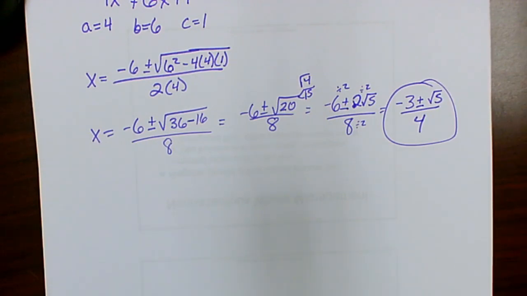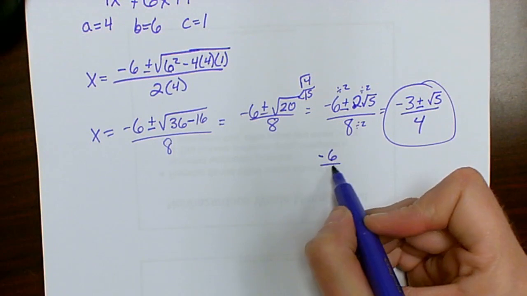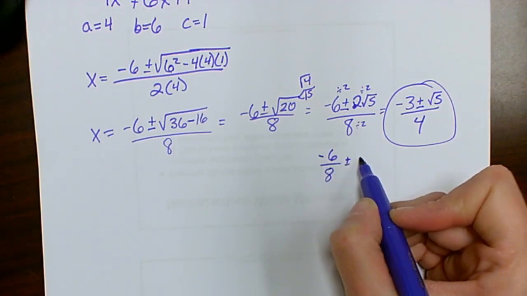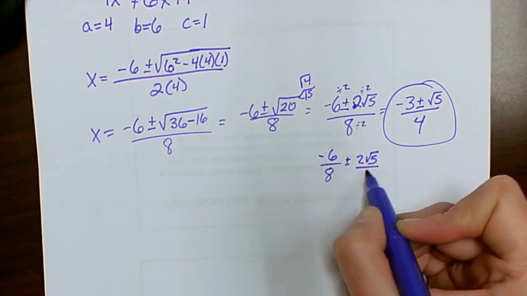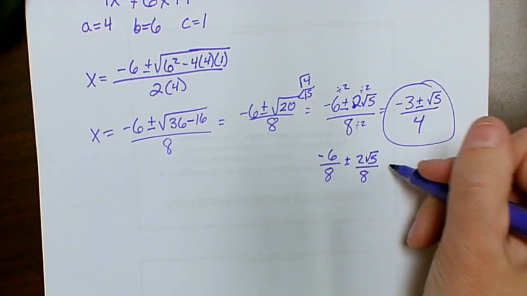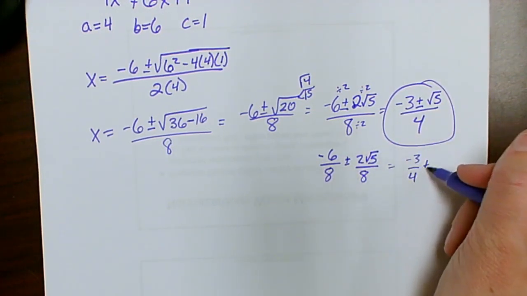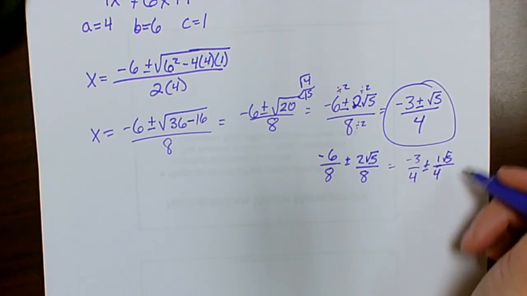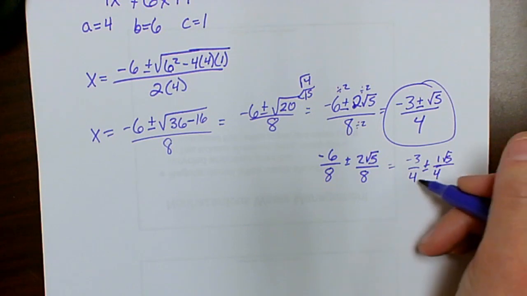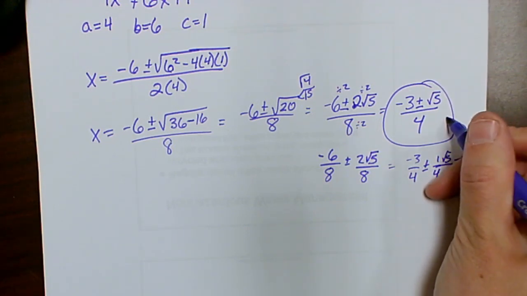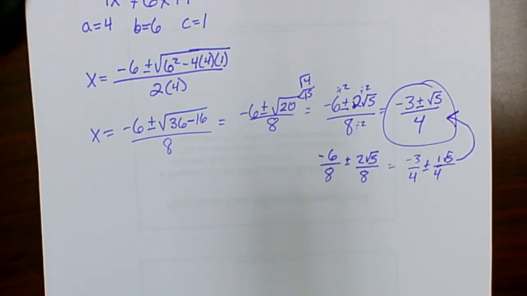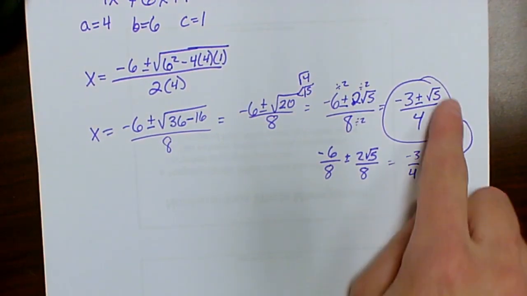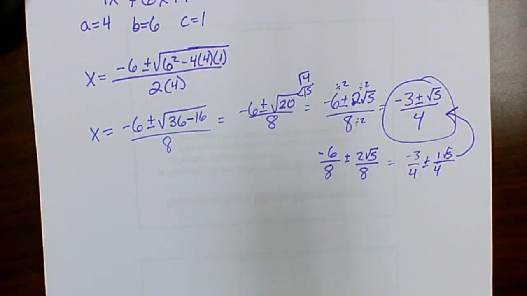Okay, so make sure if all three numbers can be reduced, do so. This also takes the effect of splitting up your fractions and saying, well, that's negative 3/4 plus or minus square root 5 over 4. Your denominators are the same, but you can go ahead and place the numerator all under one denominator.